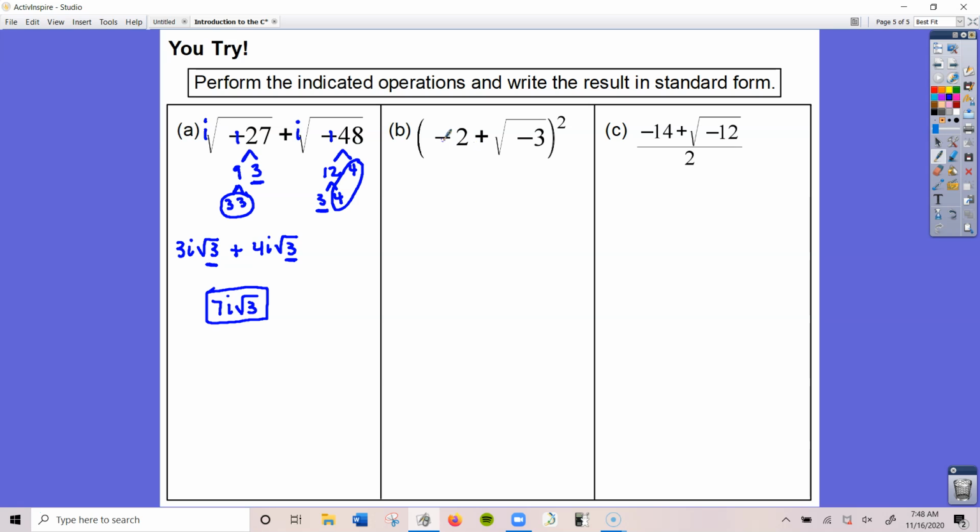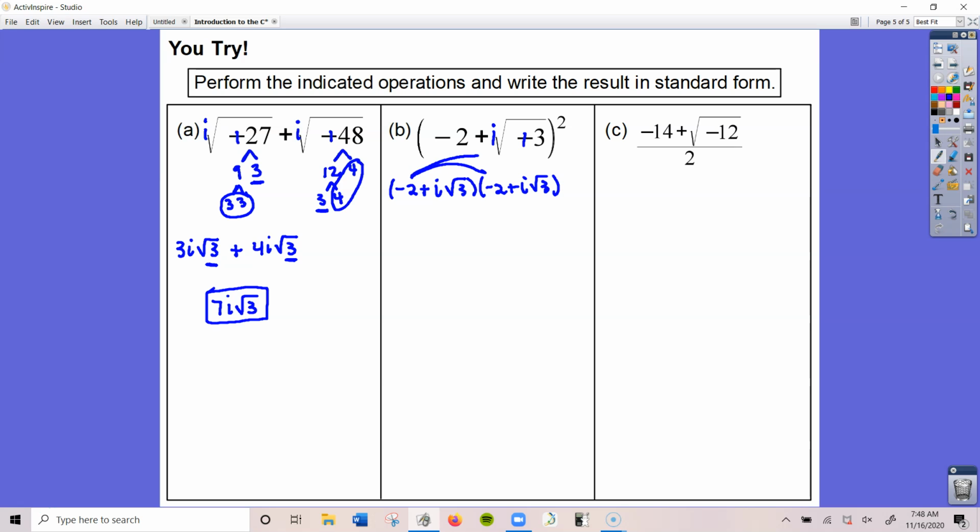Over here, we have negative 2 plus the square root of negative 3, squared. So again, I'm going to make this positive and bring out i. And I'm going to rewrite this so that I can multiply since this is squared. So this means that we have negative 2 plus i square root 3 times negative 2 plus i square root 3. And now I'm going to go ahead and FOIL.